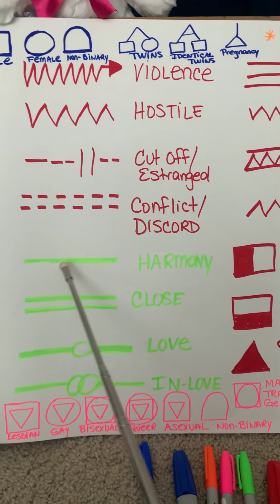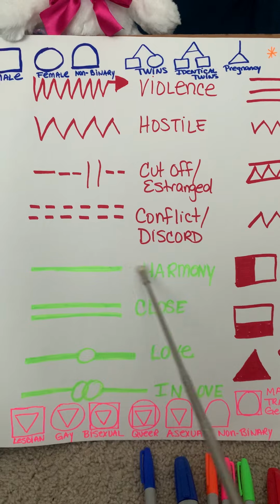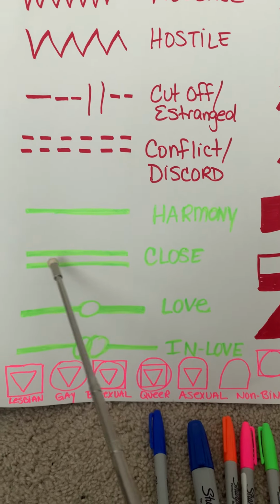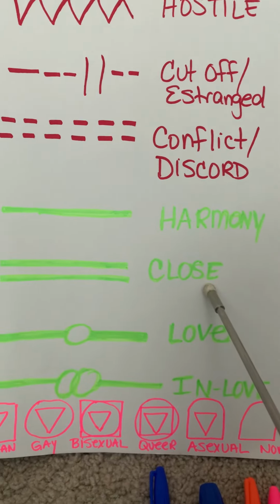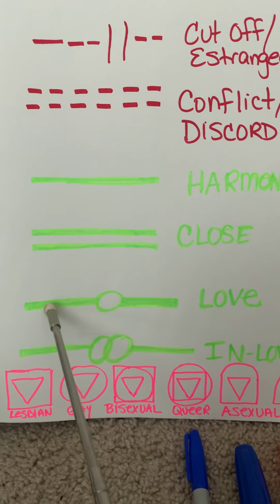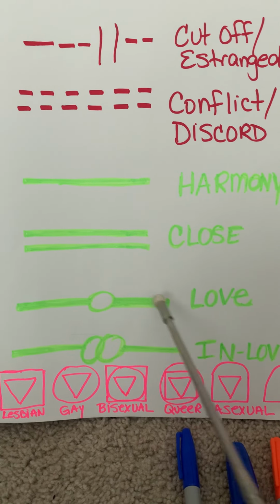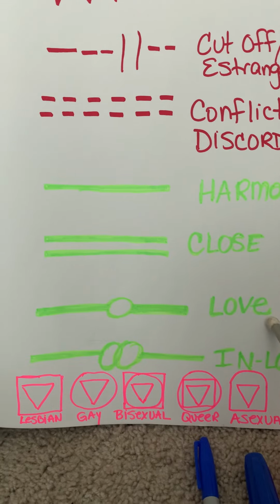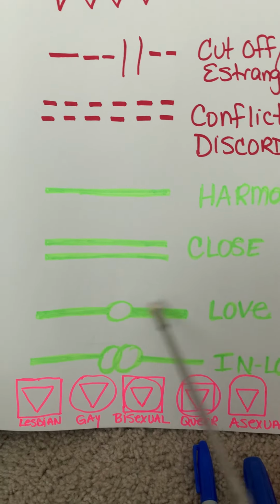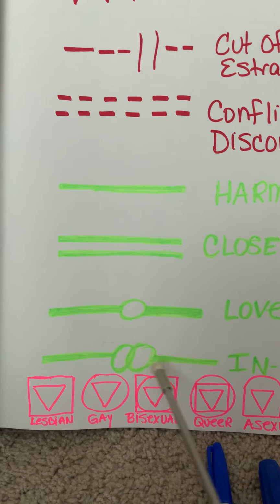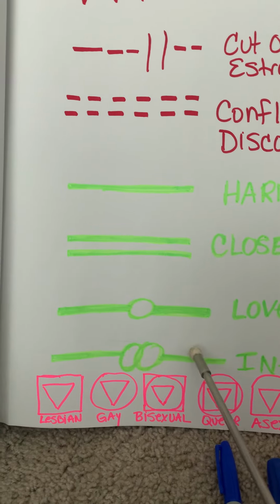Green typically will symbolize harmony. So just a straight green line is harmony. Two lines here means that there's a close relationship. This line here with a circle means there's love between the two. It may not be romantic love, it's just love. And this is more of a romantic love with the double circles.